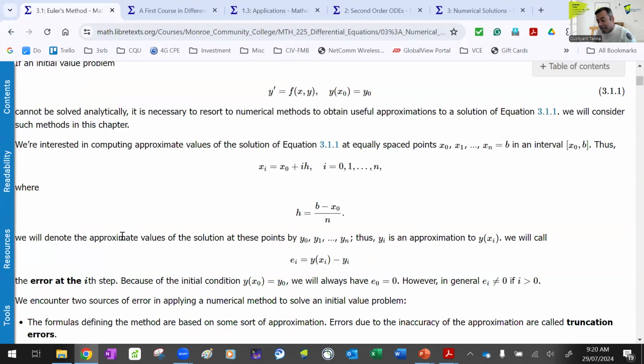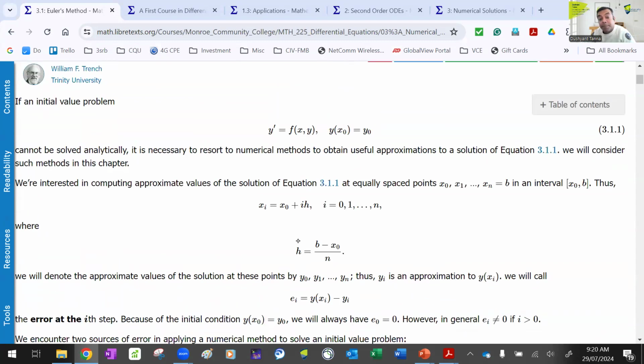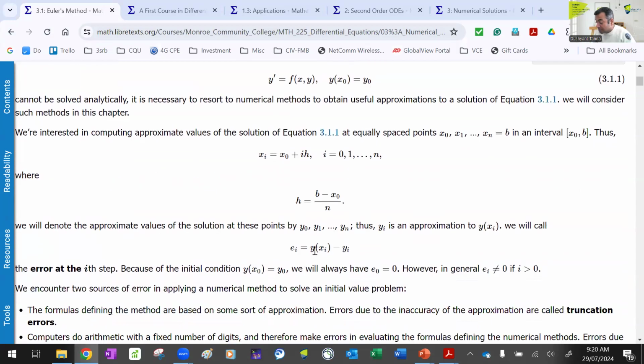Now, there will be some error. I'll explain why there is an error, okay? If we denote the approximate solution, see, the word is approximate, not the exact solution, by y0 to yn, what will happen? There'll be some error at each point. We call this error E, which is the actual y of xi minus your approximate yi.